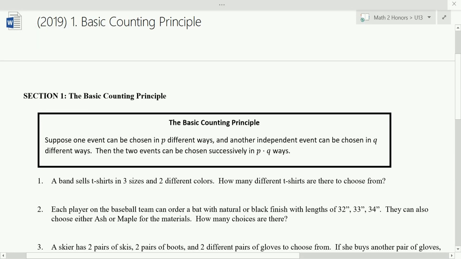So the basic counting principle says this. Suppose one event can be chosen in P different ways and another independent event can be chosen in Q different ways, and the two events can be chosen successively in P times Q ways. And so what does that mean?